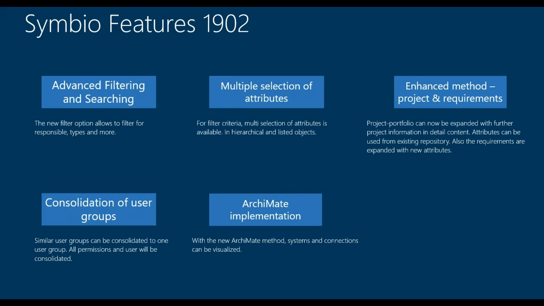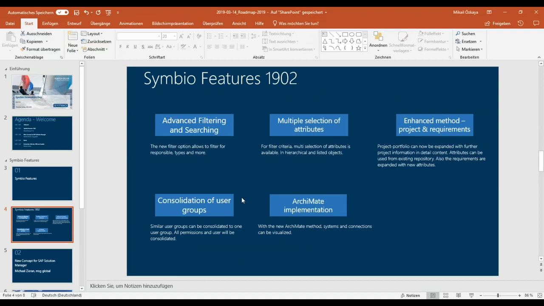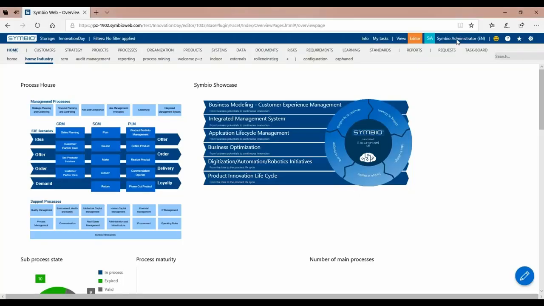And we also mentioned earlier that we will implement the ArchiMate method, and I'm going to show you what we already did. So I will jump into Symbio to show you what features we have now. As you can see, I'm already logged in to Symbio. This is our user interface, and you can see our landing page.